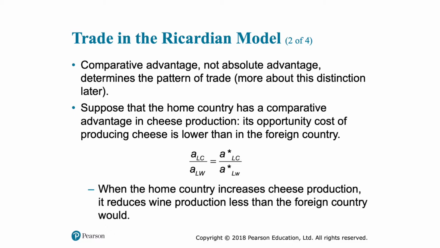So suppose that the home country has a comparative advantage in Q1 production. Its opportunity cost of producing Q1 is lower than in the foreign country. That means AL1 over AL2 is smaller than AL1 star over AL2 star. Okay? Then the home country has comparative advantage in Q1. When the home country increases Q1 production, it reduces wine production less than the foreign country would. I already explained the comparative advantage.